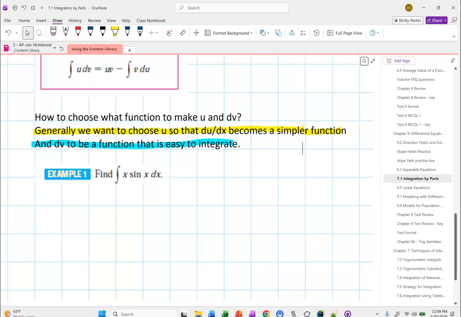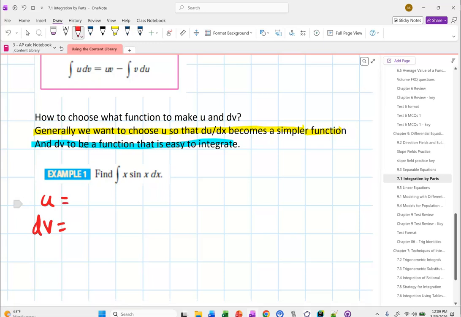If I pick du to be sine x, if I take the derivative of that, I get a cosine x, and I can't make a substitution for my du now because there's no cosine x in here either. So it should be pretty obvious pretty quick that a u-sub isn't going to get us there. So this is a classic integration by parts problem.